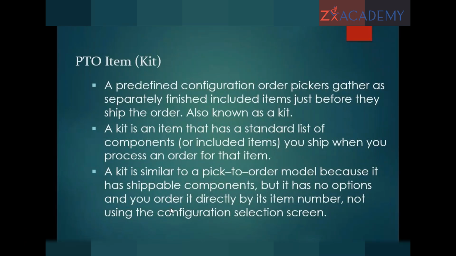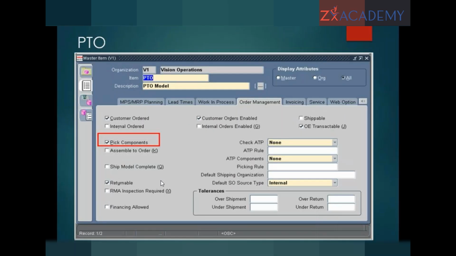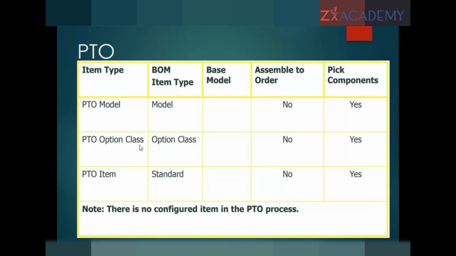For the PTO, the difference is that we have Pick Components ticked for it. This is the difference between the PTO model, option class, and assemble to order. Assemble to order will not be checked because we are not assembling it. It's just picking up, and acts as a separate item for us. There is no configured item in the PTO process. Configured means, like in the ATO case, we configure the things and assemble them. Such things will not happen in PTO. PTO is just your finished product, a separate product itself.